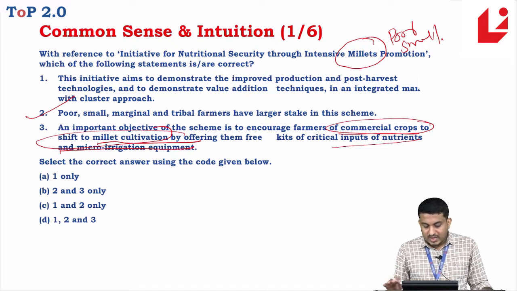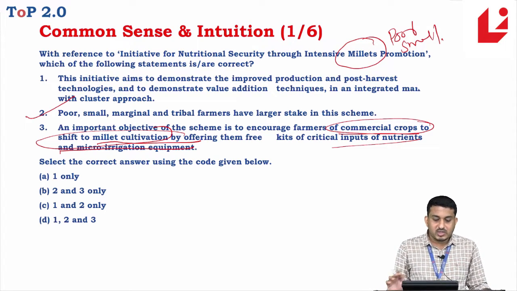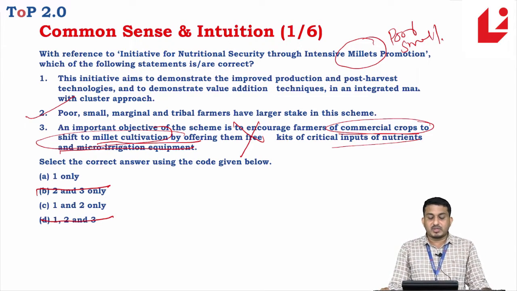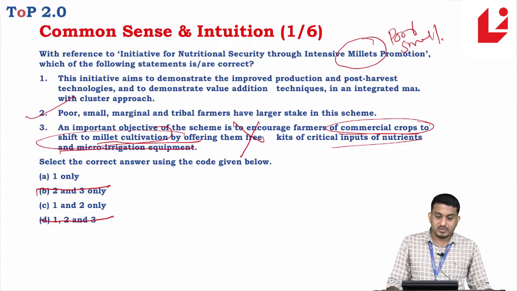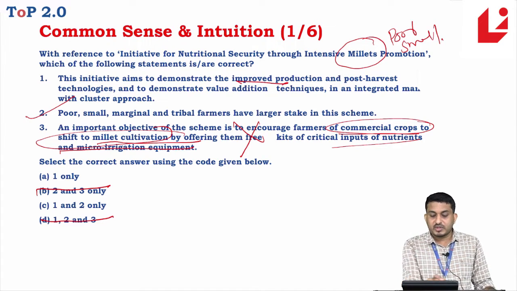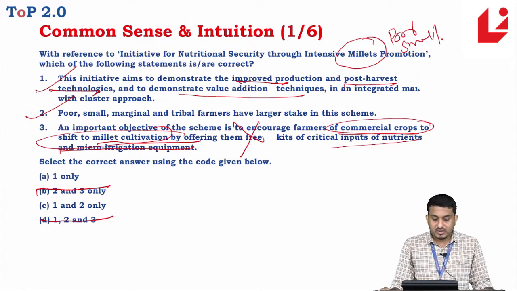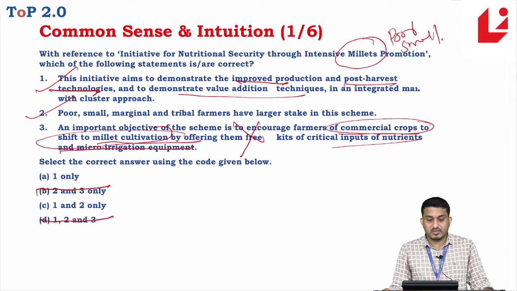Getting it? So apply the common sense. So with that logic, I can say statement 3 is wrong. If statement 3 is wrong, B can be eliminated, D can be eliminated. Now read statement 1. This initiative aims to demonstrate the improved production, post-harvest technology, demonstration of value addition techniques in an integrated manner with cluster approach. That means what? Statement 1, objectives, broader objectives, apply common sense, has got every possibility to be correct.